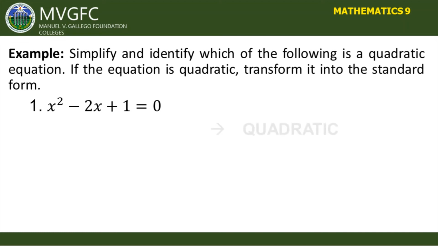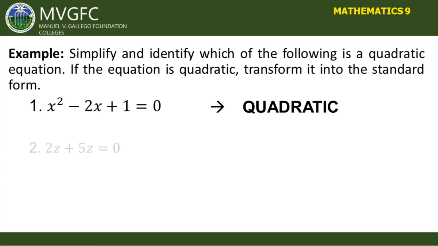So we have number 1, x squared minus 2x plus 1 is equal to 0. And that is a quadratic. The first equation is a quadratic equation because the highest degree of the exponent is 2, as you can see, x squared. The standard form is the equation itself.